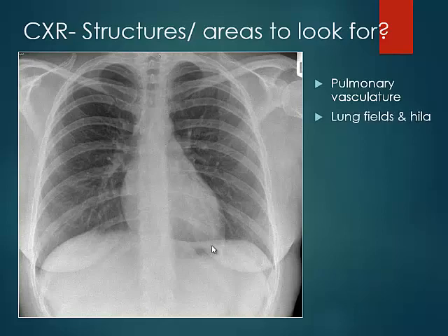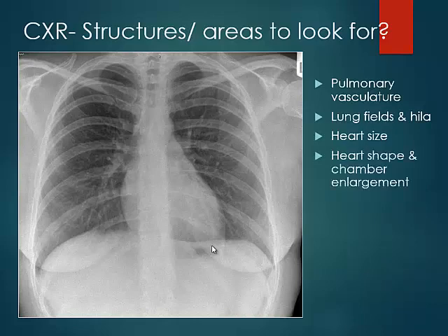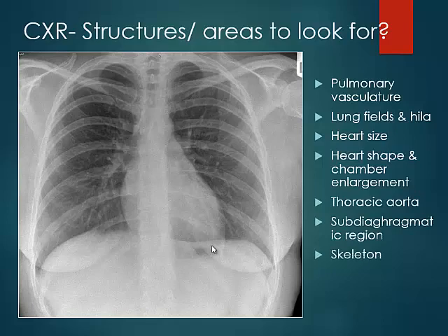And then you're obviously looking at lung fields and hila, and then you're looking at the heart size. With the heart size, you're looking at the different enlargement of cardiac chambers and thoracic aorta. And then you look at the supradiaphragmatic region and the bony skeleton. So those are the different things, and I put them in the order of importance in a cardiac patient.